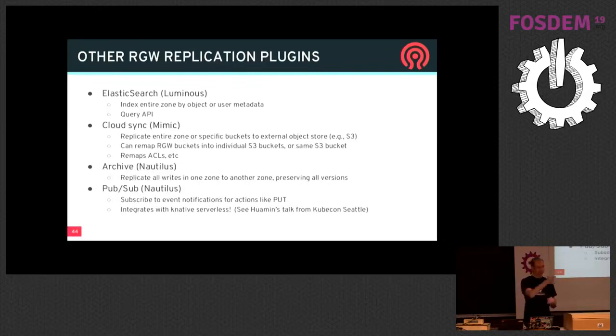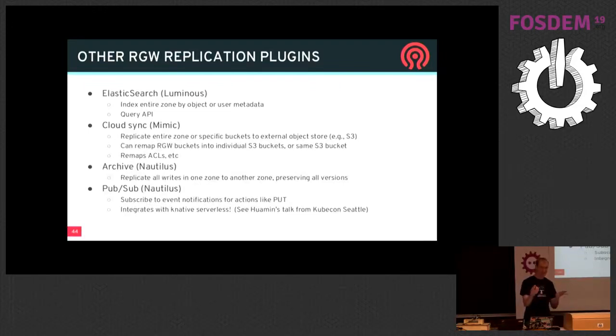In Mimic, which is the previous Ceph release, we added a Cloud Sync plugin, which allowed you to have a zone that would essentially take data from the other zones and push it all into S3, either by taking all the buckets and putting them all into S3 or mapping them all into a single S3 bucket or maybe a subset of buckets. And it would do some best effort to try to rewrite the ACLs so that they would still be usable in the S3 environment.